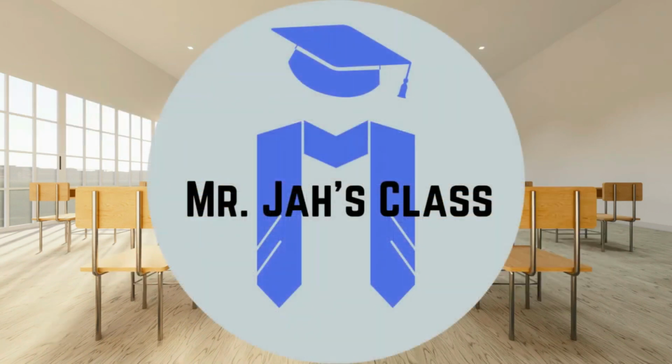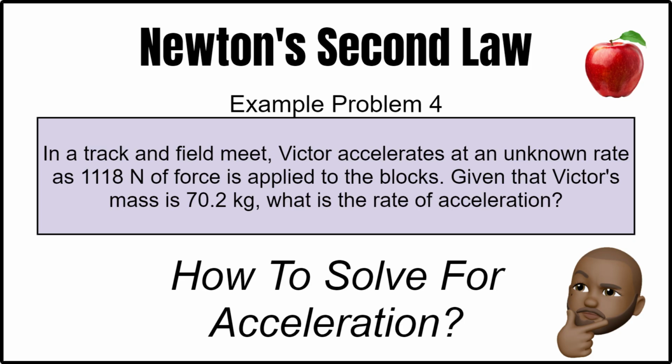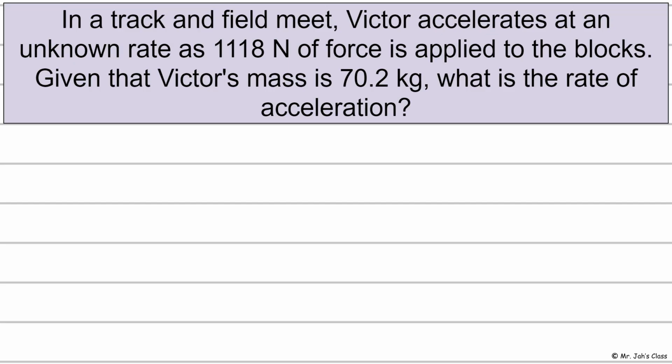Let's get started. How to solve for acceleration when dealing with Newton's second law. Let's take a look at this problem. In a track and field meet, Victor accelerates at an unknown rate as 1,118 newtons of force is applied to the blocks. Given that Victor's mass is 70.2 kilograms, what is the rate of acceleration?